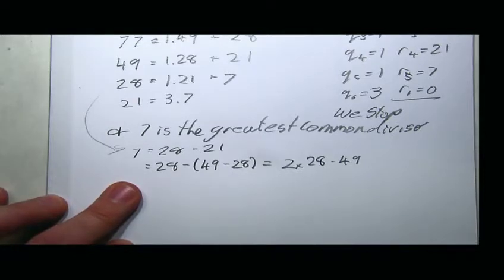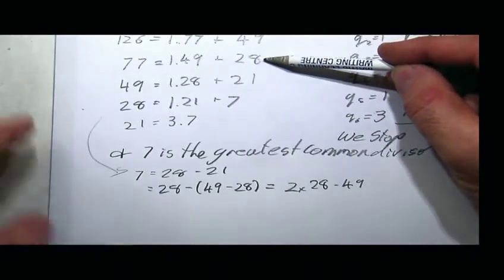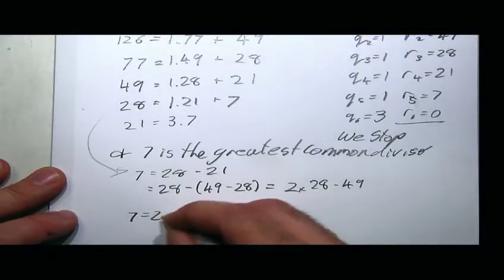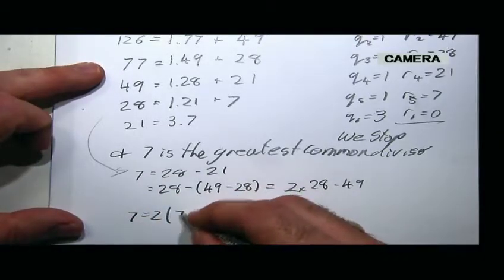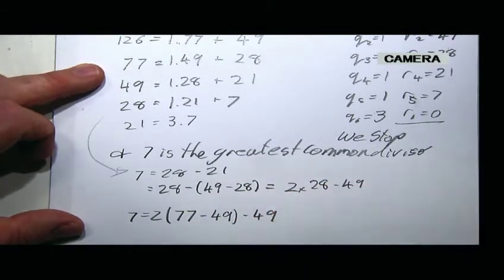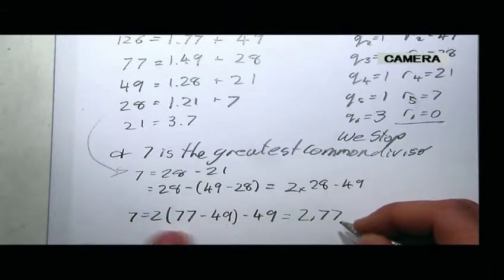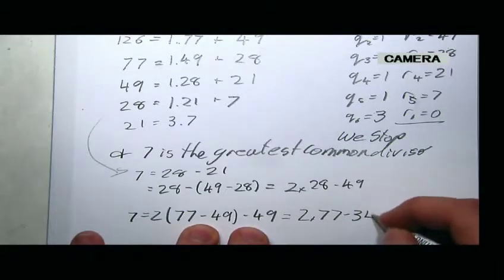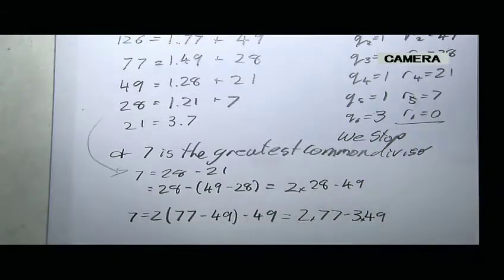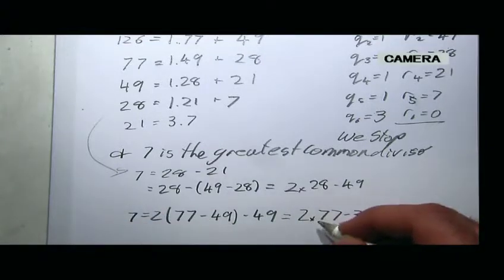We're okay with that so far. Yep. My next line here, we go up a bit, we've said that 28 can be 77 minus 49. So let's go: 7 is equal to 2 by (77 minus 49) minus 49. And when I simplify this out, this is 2 by 77 minus 3 lots of 49. Let's put a multiply in there so it looks like we're actually multiplying those things together.